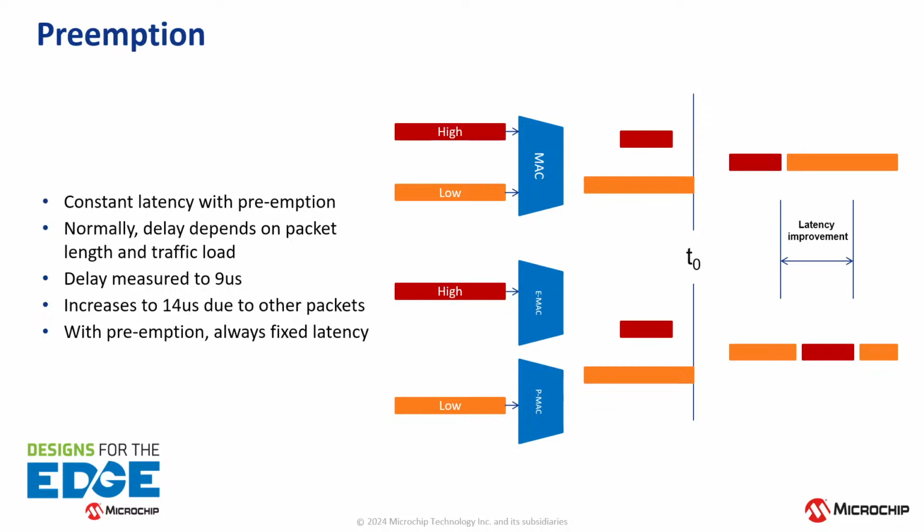In the bottom example, there's a high priority and a low priority, and frame preemption is enabled. Here you can see the low priority frame started up, but then we stopped the transmission of the low priority, and we allow the VIP frame to get in between, and then we just continue to transmit the rest. And then you can all of a sudden see there is a latency improvement here.